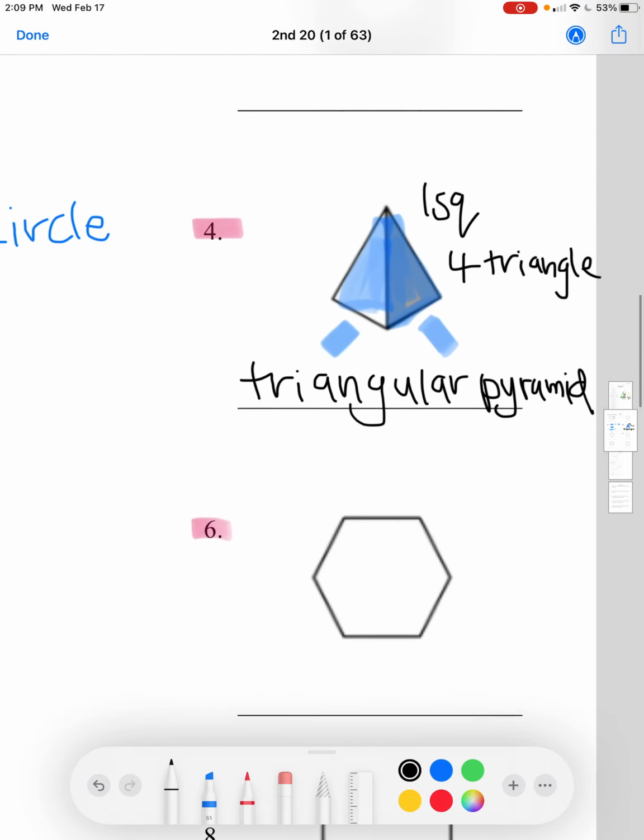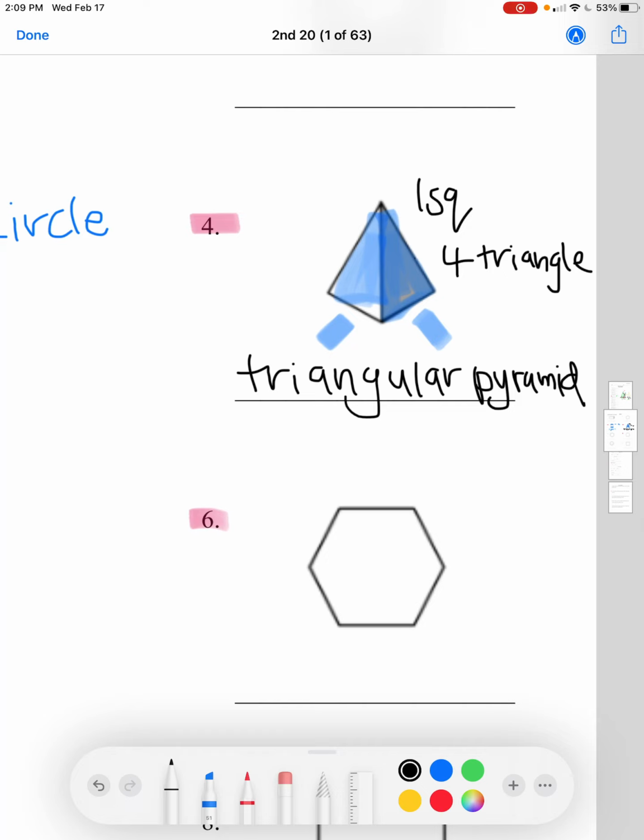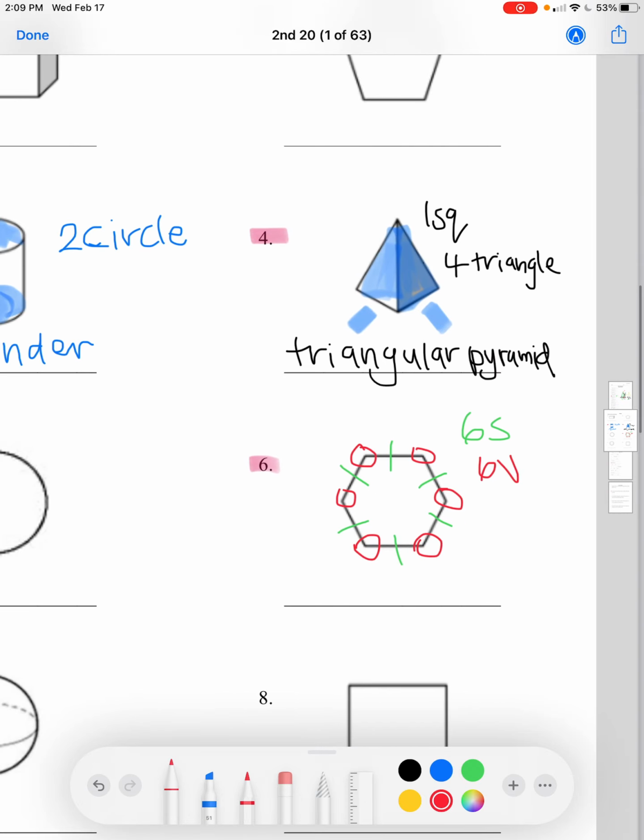And lastly, we'll go over number 6. We have this flat shape here, so we'll just look at the number of sides. We have 1, 2, 3, 4, 5, 6 sides. And then the vertices, we have 1, 2, 3, 4, 5, 6 vertices. Now we have 6 sides and 6 vertices, so this shape is a hexagon.